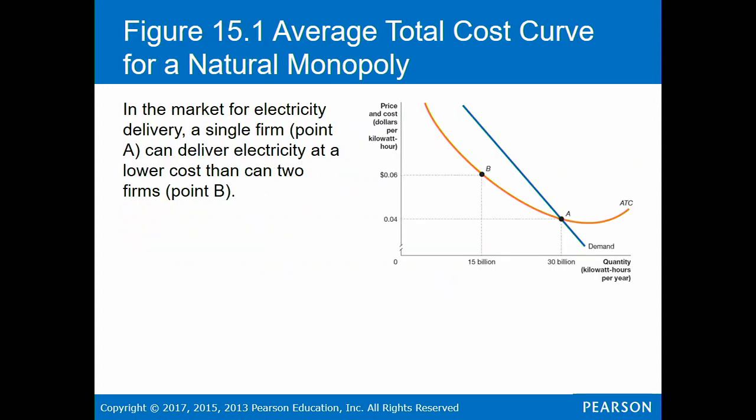In this case, consumers are made better off insofar as they're getting electricity much cheaper. But there's a chance that they'll be worse off in the long run because you just have a monopolist.